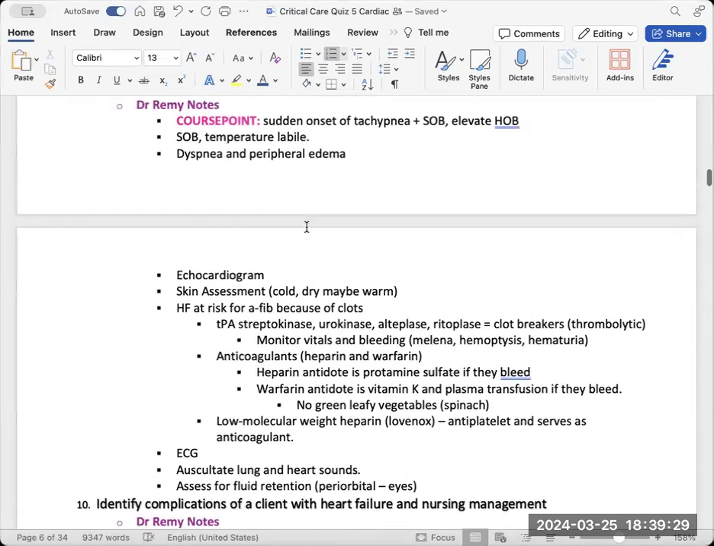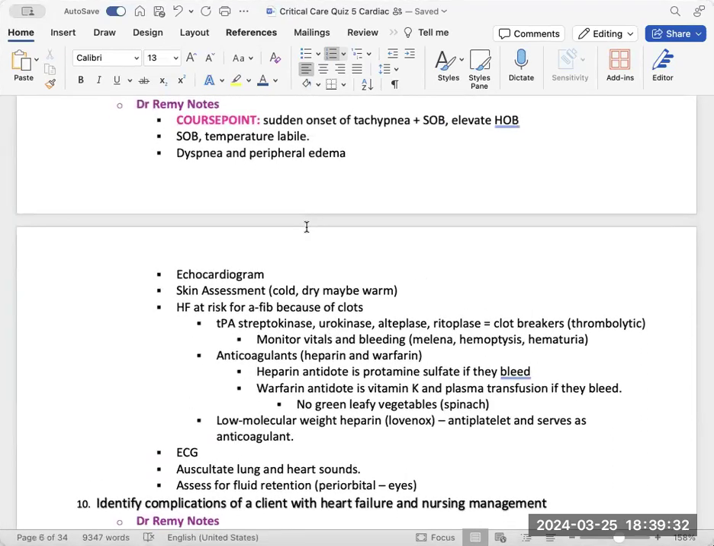So overall, we have to think about what shows worsening symptoms. If they now have sudden onset of shortness of breath, dyspnea, edema, cool skin, AFib if the EKG shows that, maybe worsening crackles in the lungs, or even more muffled heart sounds. And also, are they having more increased fluid retention?